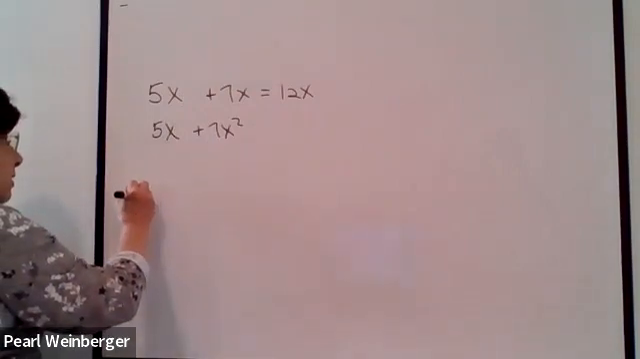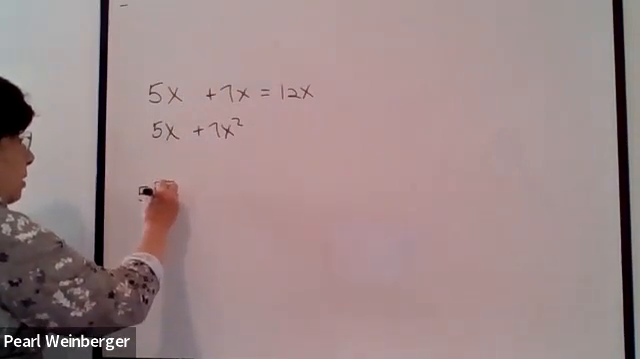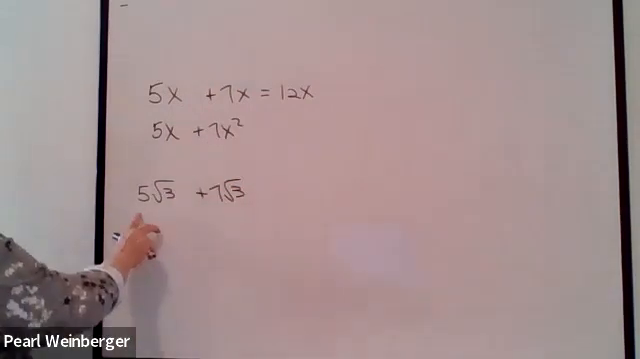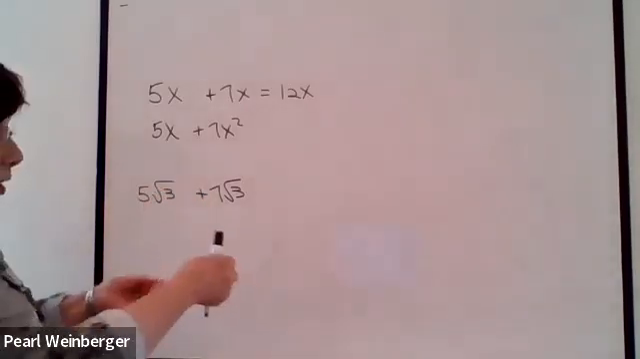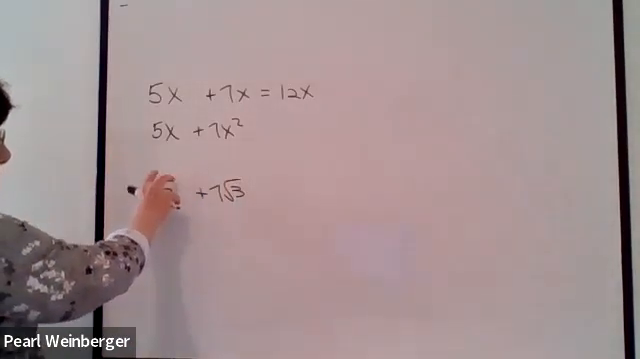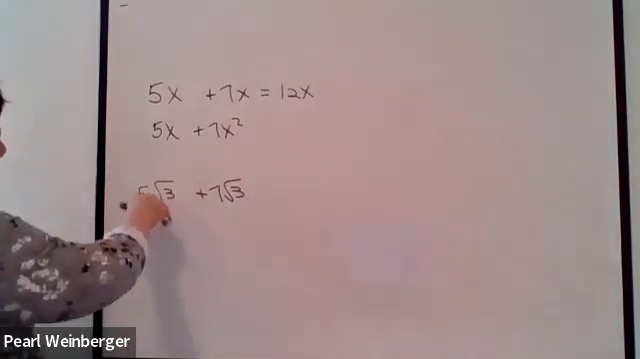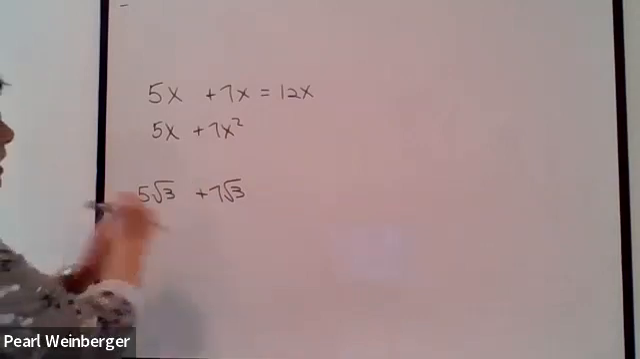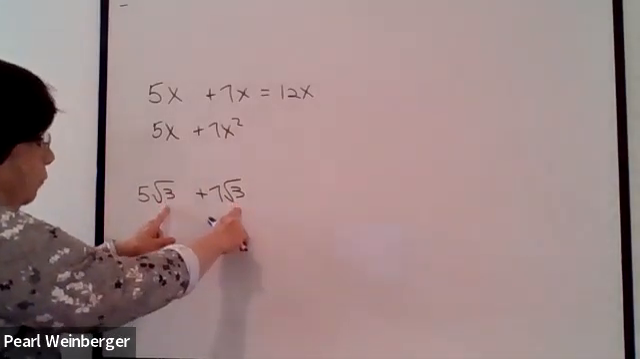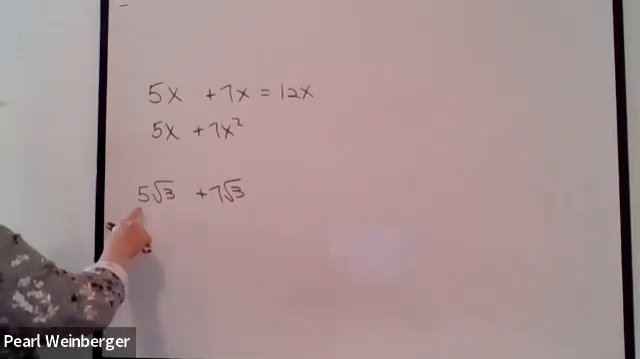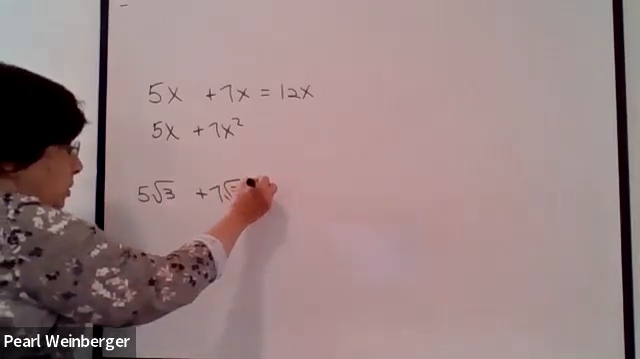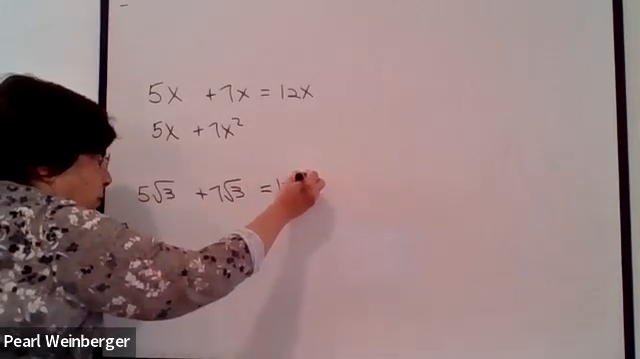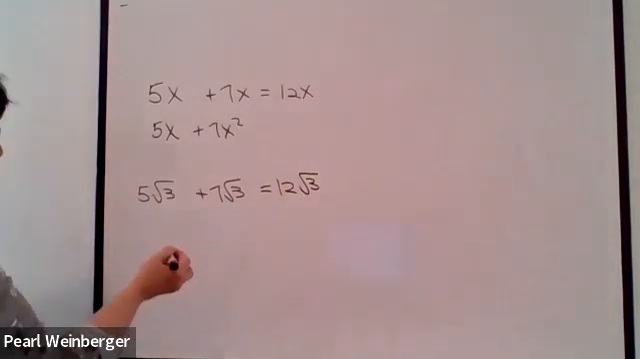If I have something like 5 radical 3 plus 7 radical 3, these are like radicals. Why are they like radicals? Because the radical part, not the number in front, but the part that's inside the square root, is identical. Therefore, just like these are like x's, it's like a 5x and a 7x. You're going to add just the numbers in front, and you're going to get 12 radical 3.